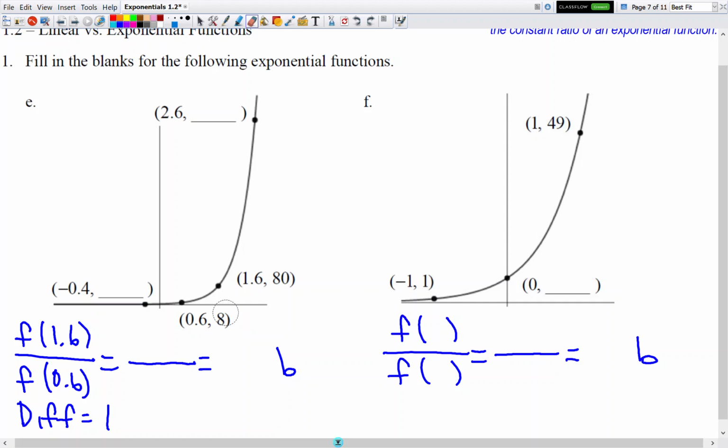Okay. So what is the y value associated with 1.6? 80. And what is the y value associated with 0.6? 8. And when you divide that, you get 10. So your b value is 10.